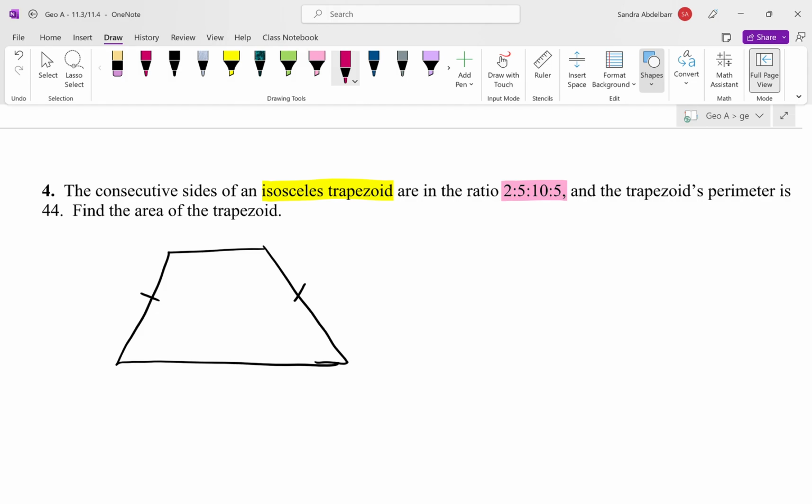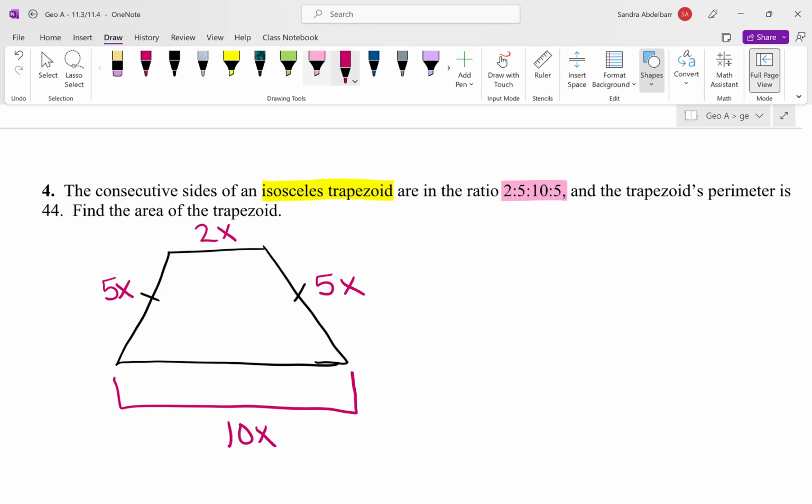So what I'm going to do is I'm going to do 2x on top, 5x for one leg. Look how I mark it. 10x for the bottom base and 5x for the other leg. Since it's isosceles, the legs have to be congruent. Then it says the trapezoid's perimeter is 44. Why is that important to us right now, that the trapezoid's perimeter is 44 when they're asking us for the area? Maya?